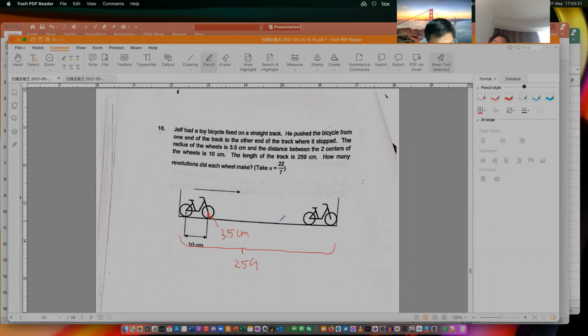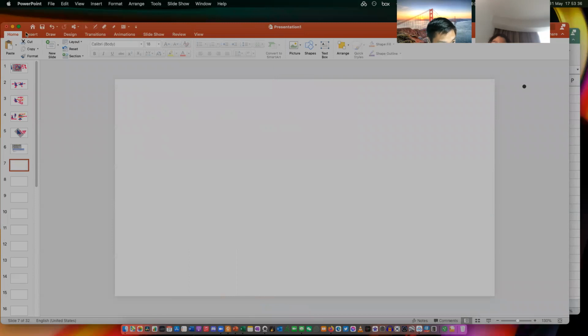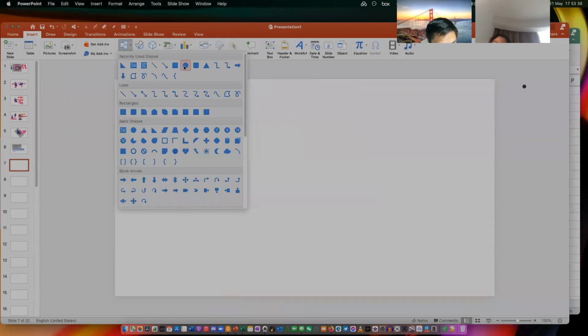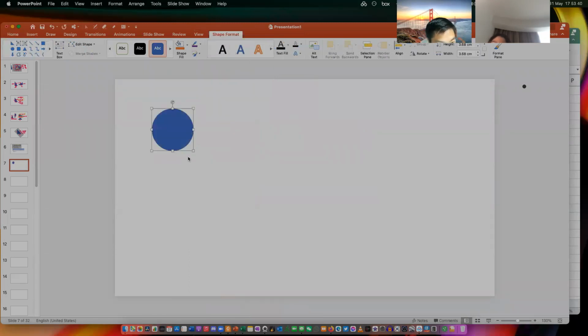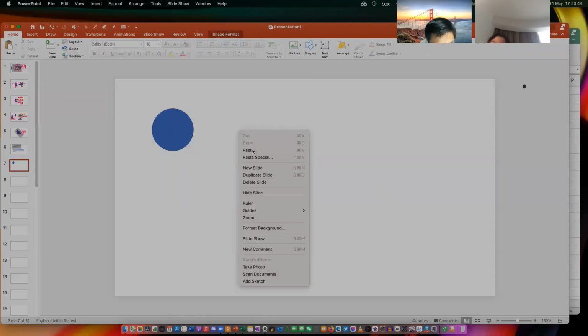So basically, for this question you need to find out the start point and the end point. By the way, the start point to the end point is not 259. I just want you to realize that. I'm going to show you why. But before I show you why, let me just use a very simple sketch.